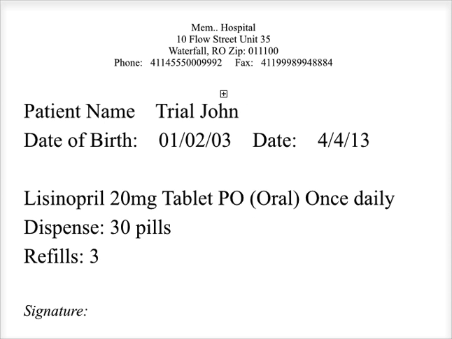Some of the general concepts that apply when writing a prescription: you first use a prescription pad. Every hospital would have its own prescription pad. Some of the physicians would have their own prescription pad. A prescription pad would have the hospital name. It's going to have the hospital address, the phone number, and the fax number.